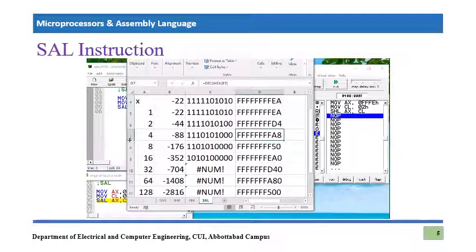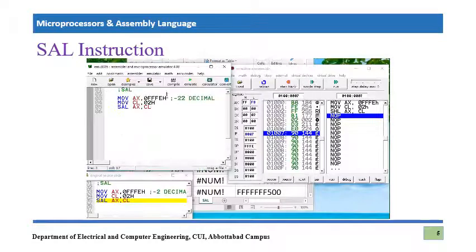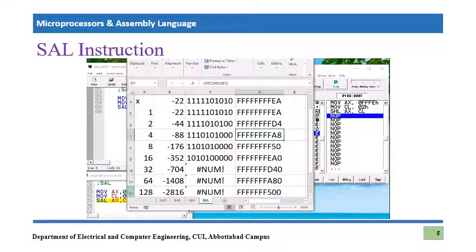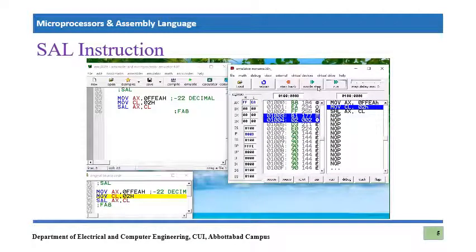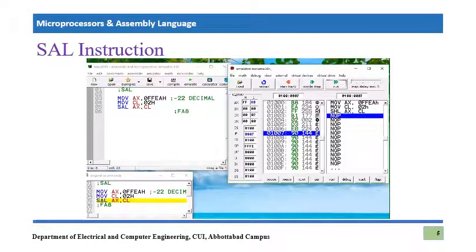So let's see, is it going to happen or not? So we will be changing it. FEA, this is -22, and we expect FA8 in the result. So let's see whether this count is working or not, or whether this shifting is working or not. So we're going to emulate it. Single step, count is loaded, and look, FA8. I hope this point is clear.